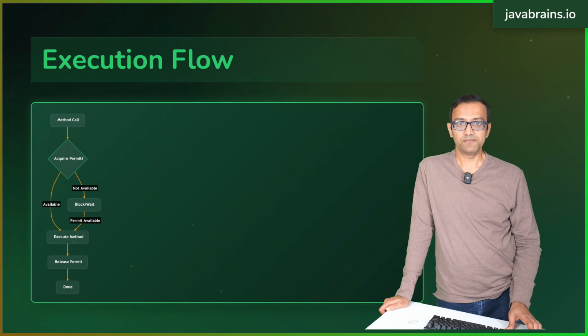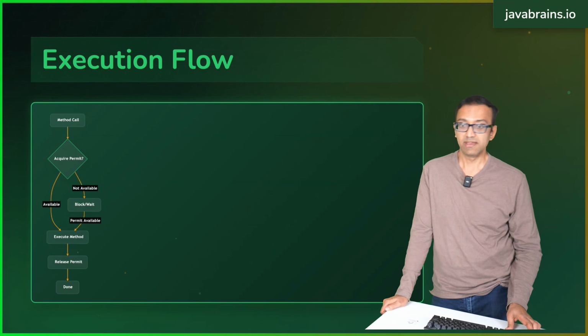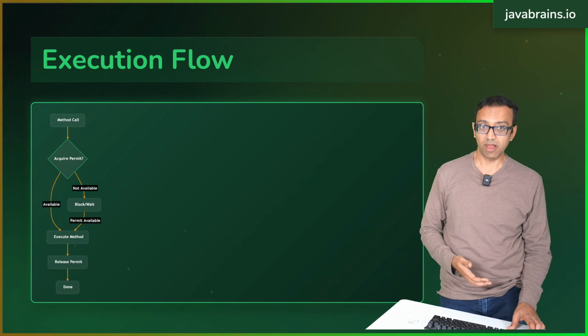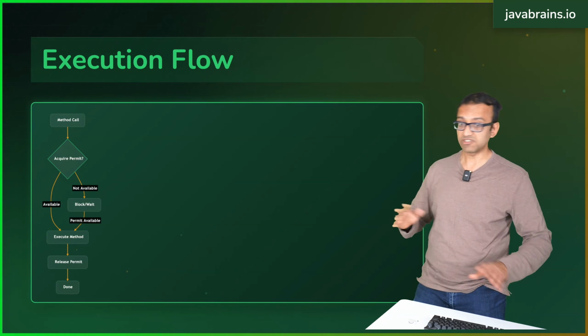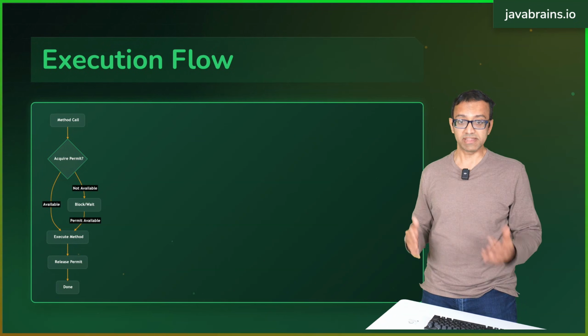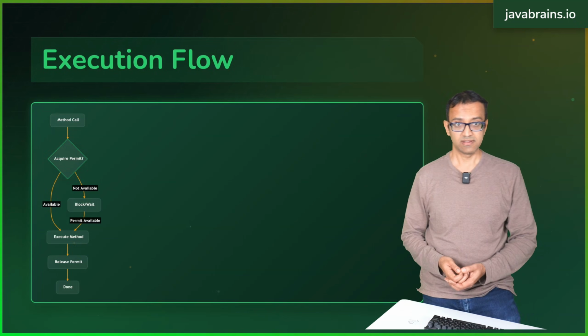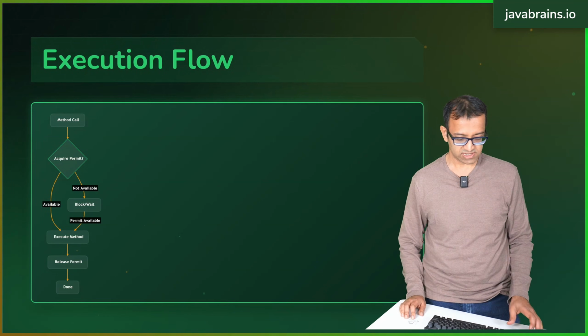Here's the execution flow. First, it tries to acquire a permit from the semaphore. If the permit is available, it gets it and executes the method. If no permit is available, it blocks until one becomes available. When the method completes, success or failure, exception, whatever it is, it releases the permit, and then the next one picks it up. Very similar to connection pool exhaustion. Caller waits until a resource is available.